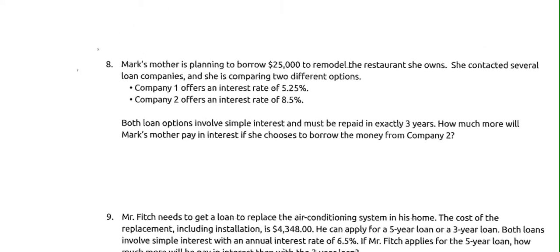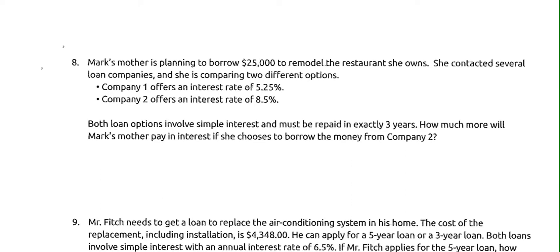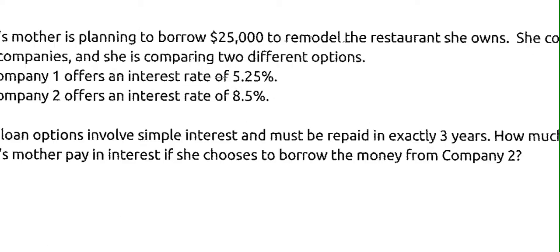Now to get these last 5 knocked out real quick. Number 8: Mark's mother is planning to borrow $25,000 to remodel the restaurant she owns. She contacted several loan companies and she's comparing 2 different options. Company 1 offers an interest rate of 5.25%. Company 2 offers an interest rate of 8.25%.